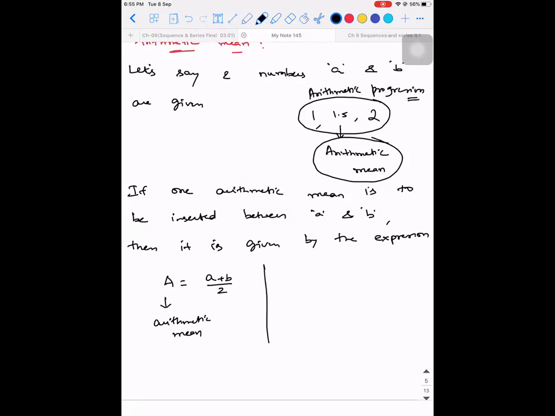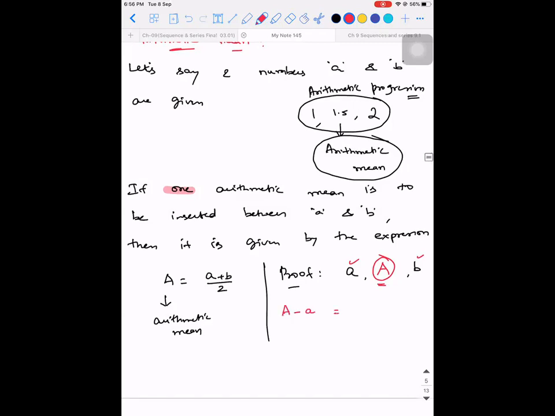Observe. So the proof: A is a number, B is another number. Between A and B, how many arithmetic means are expected? We need one arithmetic mean. So between two numbers A and B, I want one arithmetic mean. What is the meaning of arithmetic mean? When you add that number in between two numbers, the sequence will become an arithmetic progression, correct? So A, B are the given numbers. If I insert this capital A, then what is the condition for arithmetic progression?